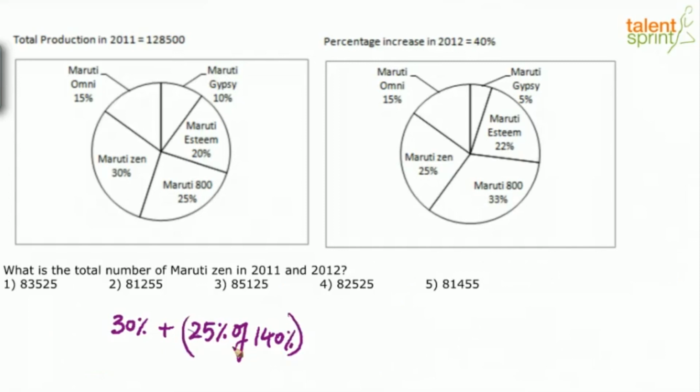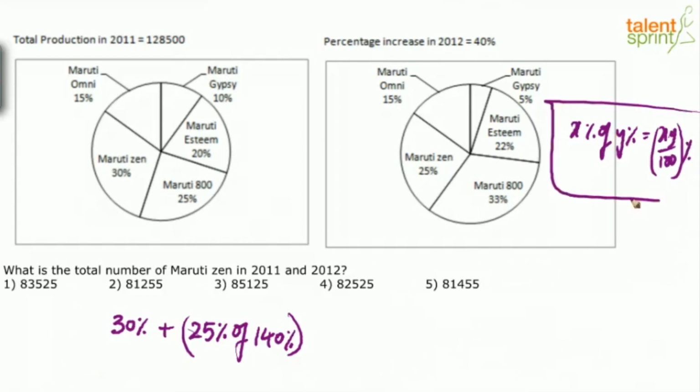Now here comes this concept of percentage: X percent of Y percent. We have discussed this in our videos, right? How do you calculate X percent of Y percent? It is XY by 100%. Many times it is useful, like in this case, 25% of 140%. So you just take 25% of 140% first of all. Instead of taking 140% of 1,28,500, take 25% of 140%.